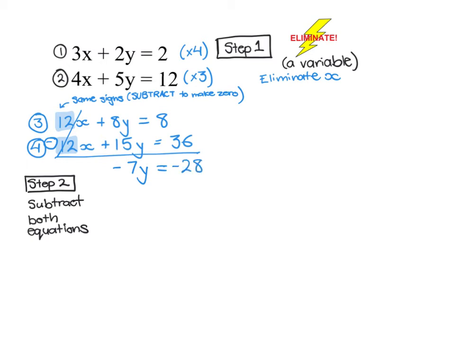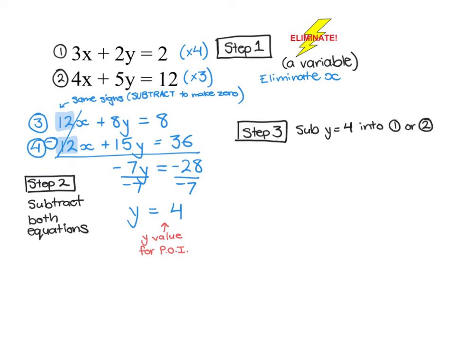Now let's get rid of the negative 7 attached to the y by dividing everything by negative 7. So y is equal to positive 4. Okay, so this is our y value for the point of intersection. So to find the x value, we move to the third step, which is sub y is equal to 4 into either equation 1 or 2. Well, I'm going to choose equation 1. Again, it has small numbers, and I like small numbers. Okay, so let's write equation 1. So that is 3x plus 2y is equal to 2.